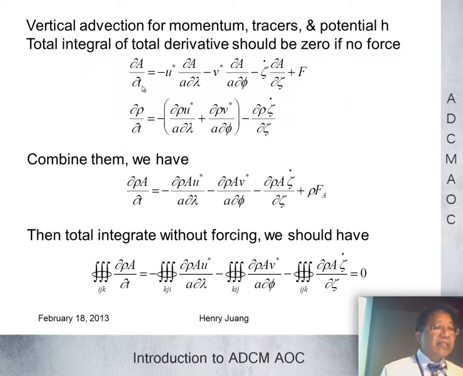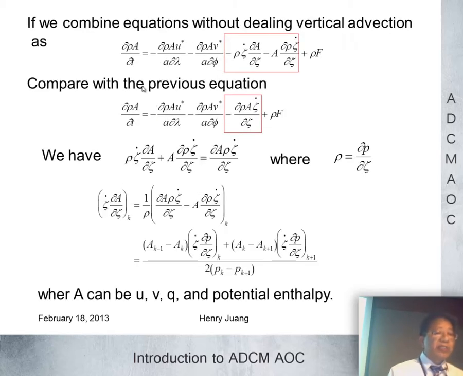Then the last one is you make the advection total integral equal to 0. In this way, it's very simple. You just use one that is already flux form, and another one that is not a flux form. You put these two together. Even though your equation of vertical advection is not flux form, actually you get a flux form of conservation.